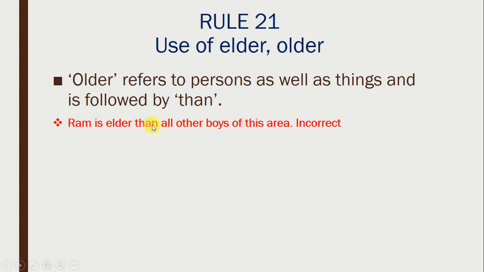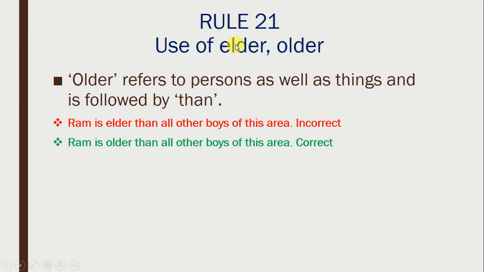Ram is elder than all other boys of this area. Why is this incorrect? Because than is there. What I said: than is followed by older, so here it should be older. Ram is older than all other boys of this area. Now older is referring to a person as a thing.